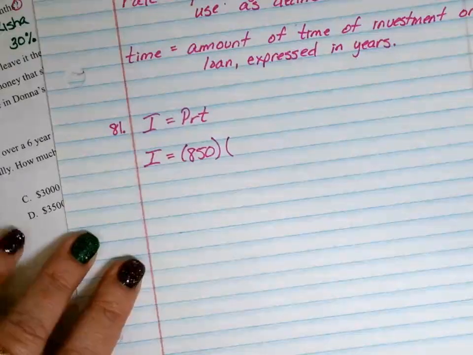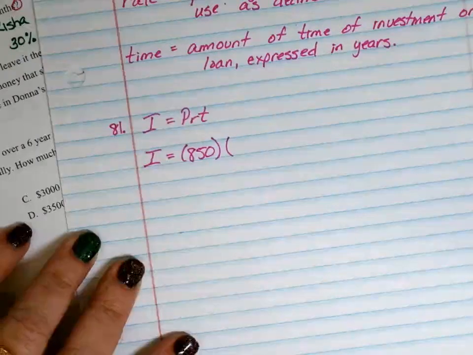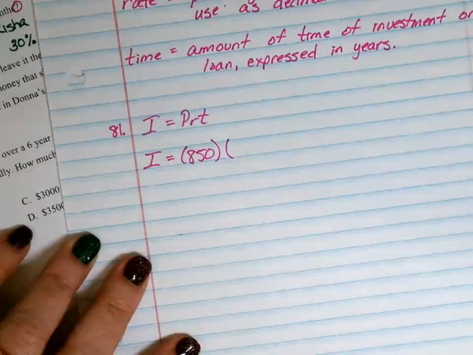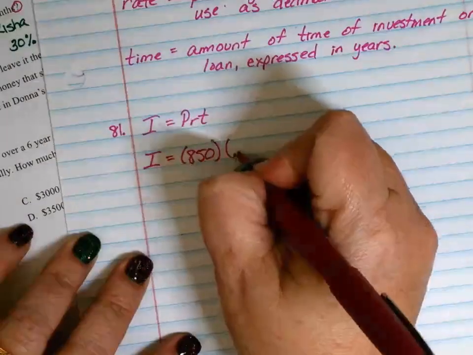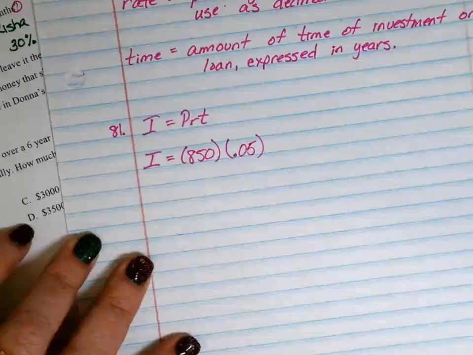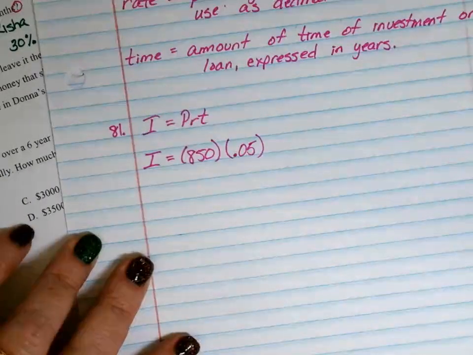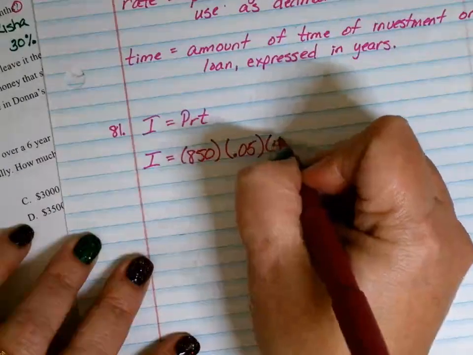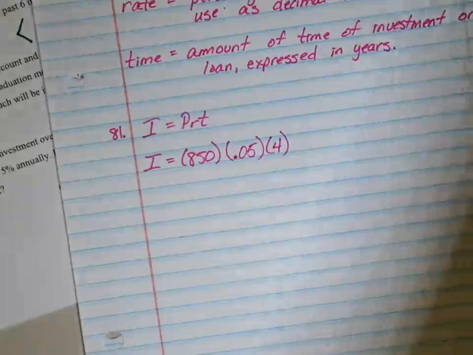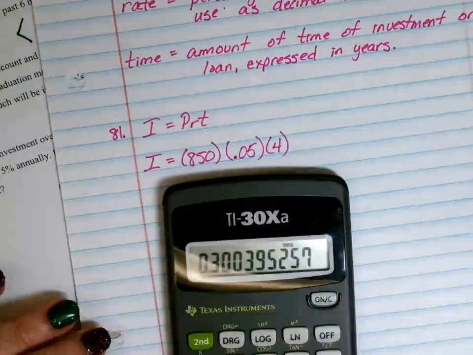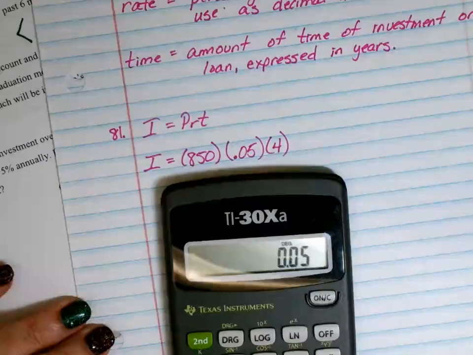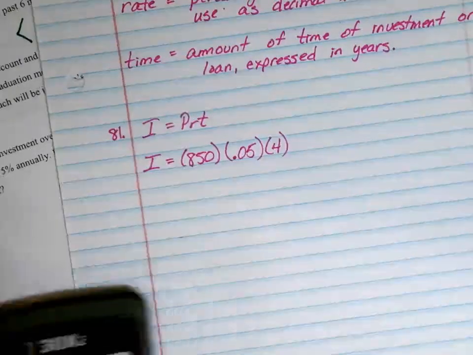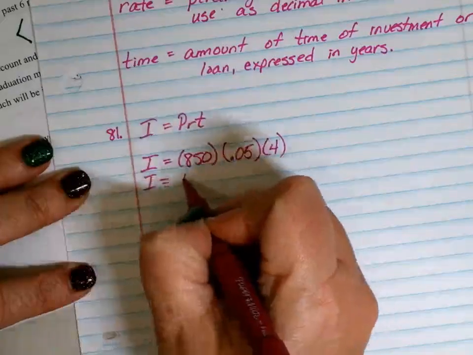What's my rate? How do I write that as a decimal? No, that's 50%. How do I do 5%? 0.05. Okay. And what was my time in years? It was 4 years. Okay. So then I plug that into my calculator. I have 850 times 0.05 times 4, and I come up with my interest equals 170.